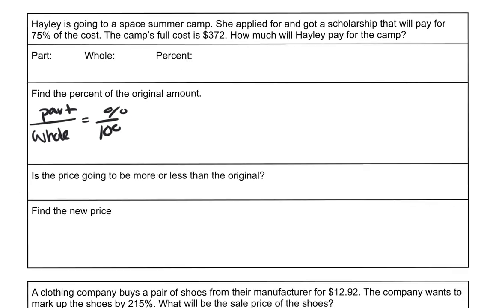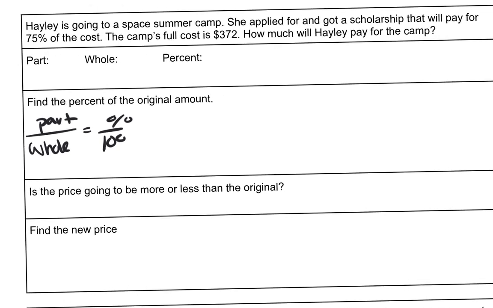So this is, Haley is going to a space summer camp. She applied for and got a scholarship that will pay for 75% of the cost. The camp's full cost is $372. How much will she pay for the camp?